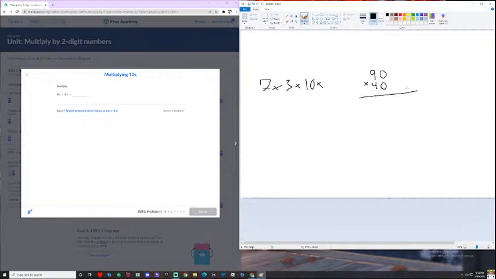Crack my knuckles. If you crack your knuckles too much, it gets bad for you. So don't do that too much.